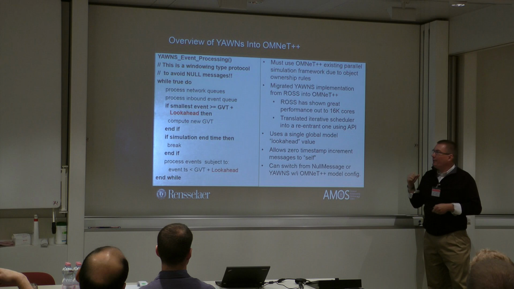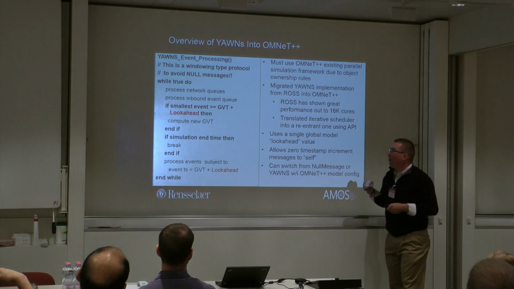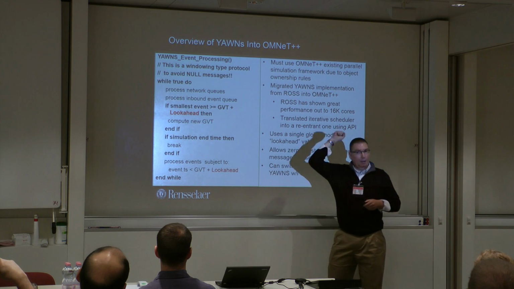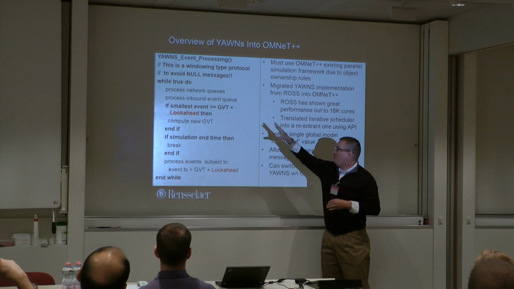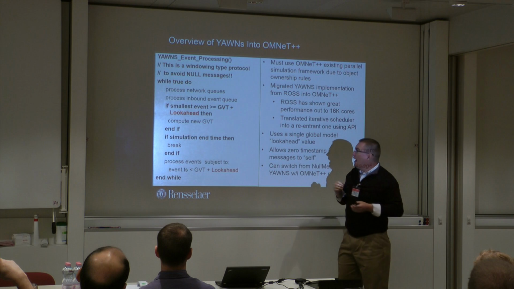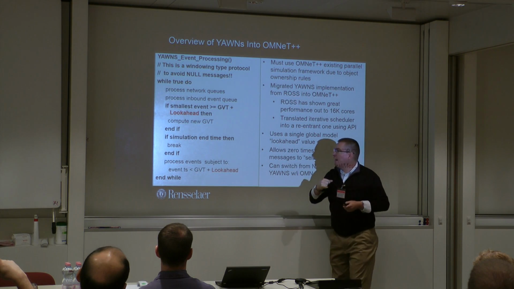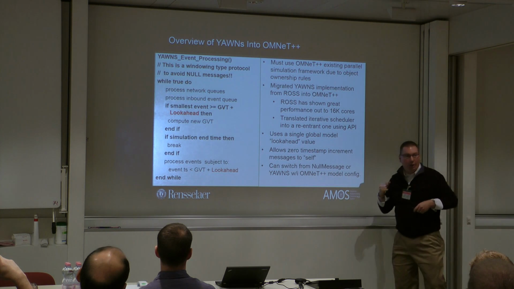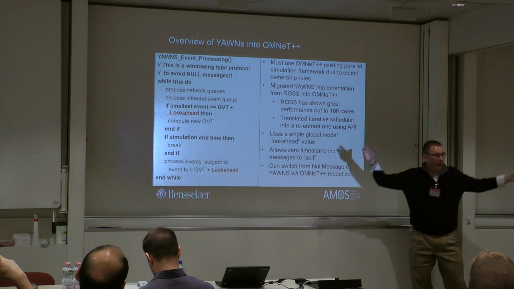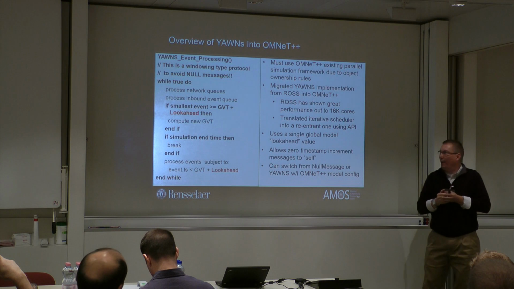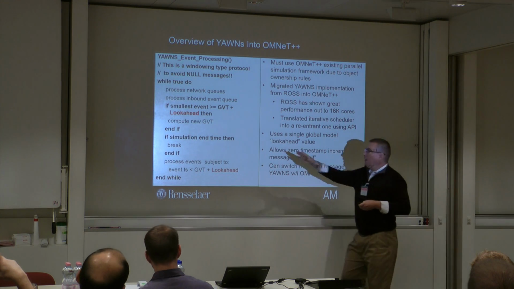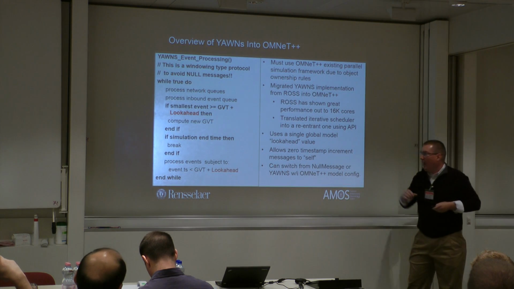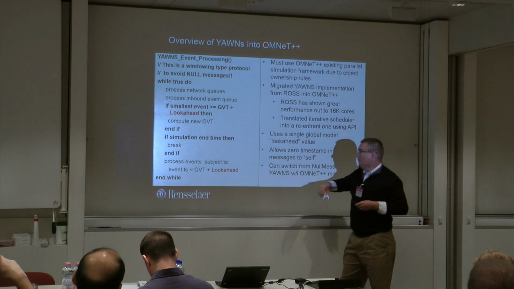This is a window-type protocol where we start off by pulling all the events off the network, and then we put them into a priority queue and sort them. Then we pull out the smallest event, and if it's greater than or equal to what's called our global virtual time, which is a lower bound timestamp among all unprocessed events in the system, then we go ahead and compute a new global virtual time. I'll talk more about how we do that.